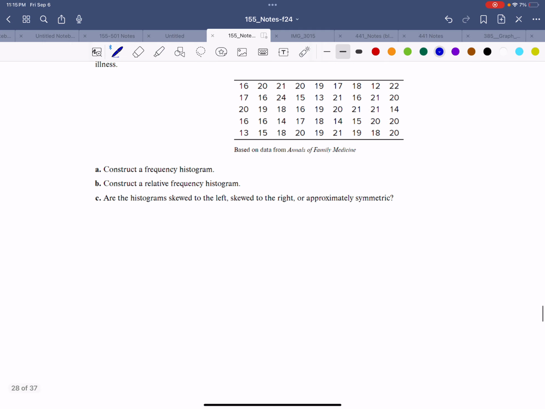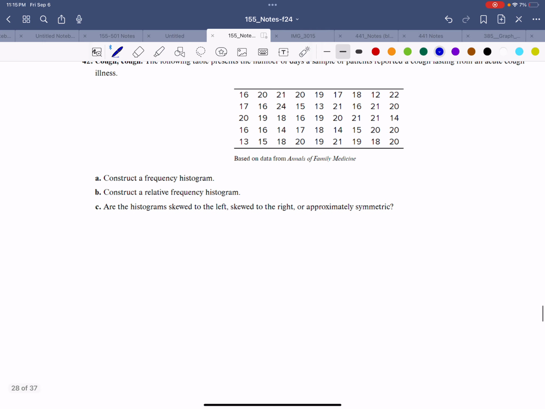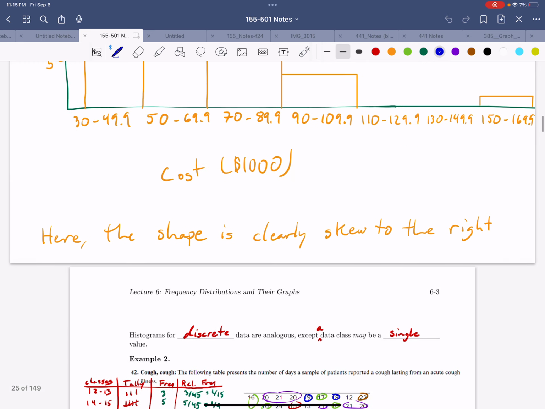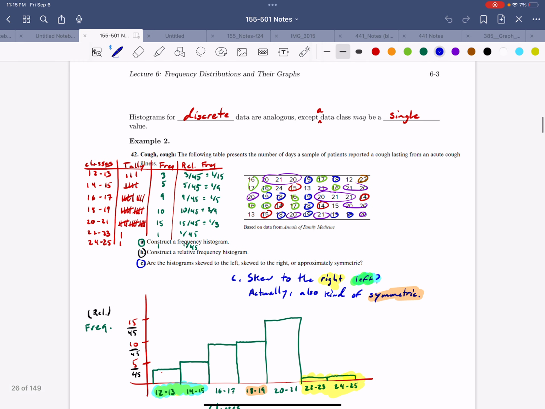So maybe I could start this one and maybe let you finish it, right? So the first thing that you want to do when you have a data and you want to create a histogram, you construct a frequency histogram or a relative frequency histogram, right? So just in the interest of time, I'm going to go ahead and borrow that. I'll borrow this right here.